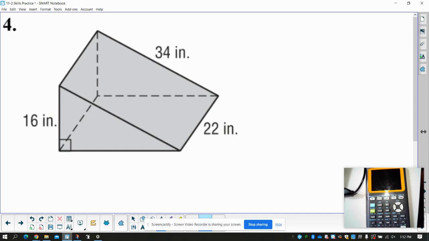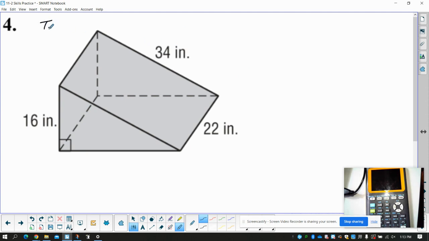Problem number 4. This is a triangular prism again, just like the last question. If you need some explanation on that, you can look at the last one. The bases of this prism are actually considered these two triangles. So this is called a triangular prism. Okay? And that's because the bases are the triangles.